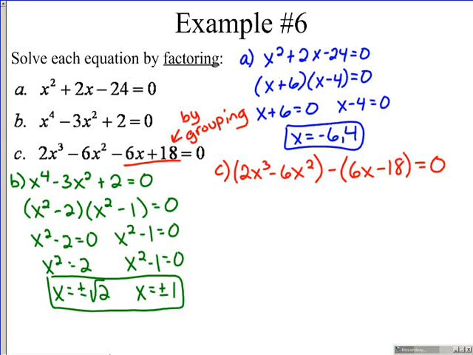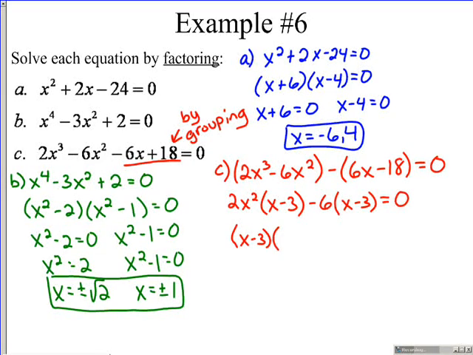Once you group them, take the greatest common factor out of each group. First group, we can pull out a 2x squared, which leaves us with x minus 3. Second group, we can take out a 6, which leaves us with x minus 3. Now, in common, both of these groups have an x minus 3. So I'm going to pull that out front. When I take an x minus 3 out of this first group, I'm left with 2x squared. When I take an x minus 3 out of the second group, I'm left with a minus 6.